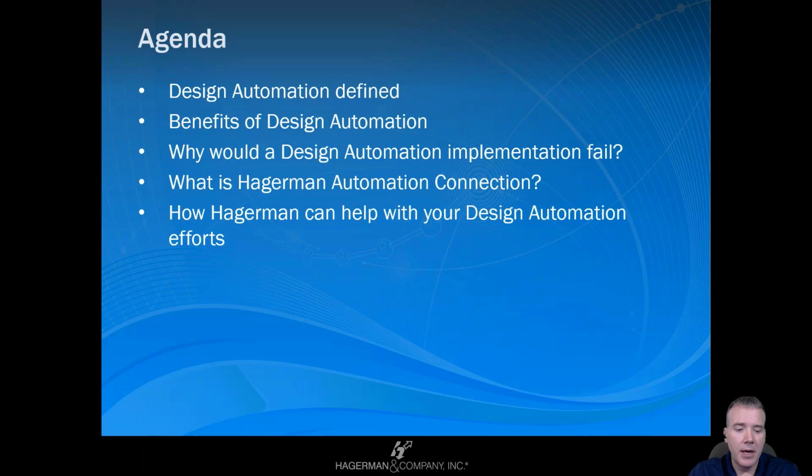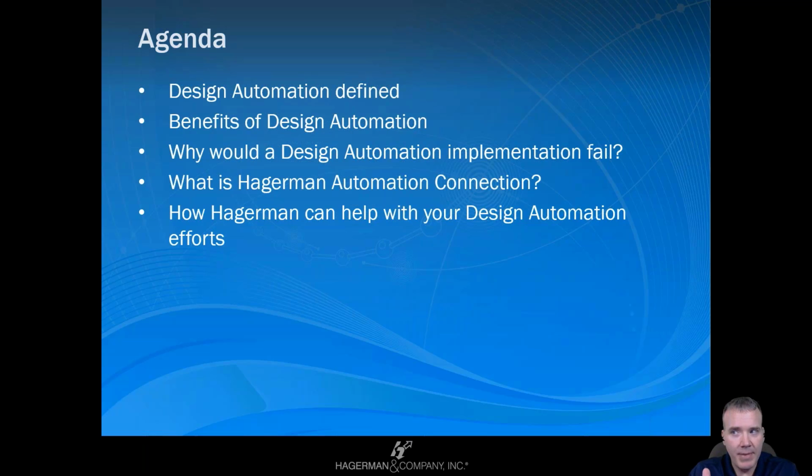I also want to talk about a very important topic, which is why design automation implementations can fail. Here at Hagerman, we've helped people a lot over the years with design automation initiatives. A lot have been successful. Some of them ultimately haven't. And I do want to make sure we understand why, because if you're thinking about getting more into design automation, it's important that you approach it the right way, and knowing where things can fail is important so you know what to avoid.